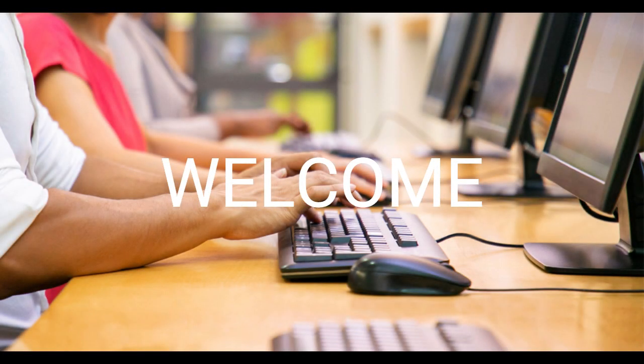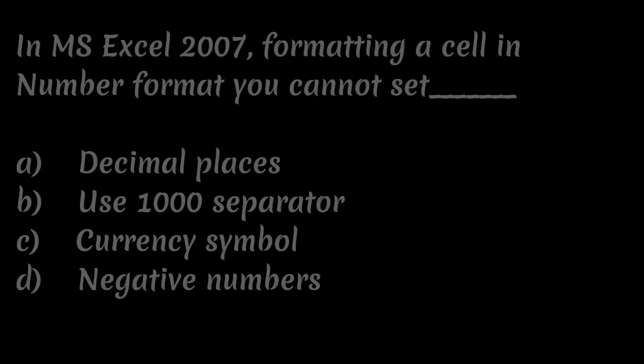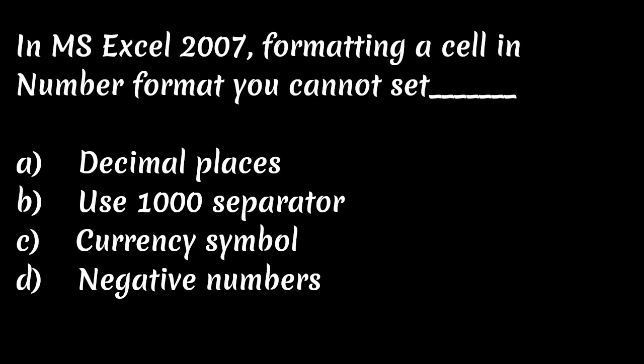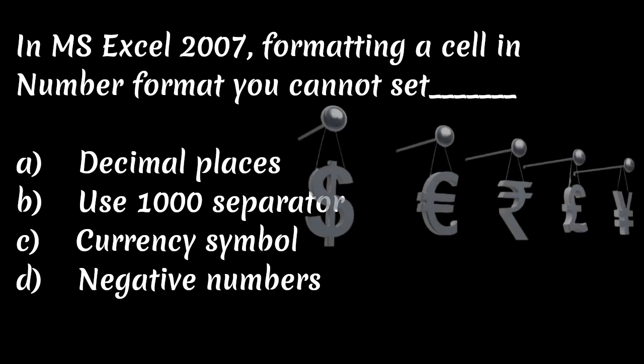Welcome back. In this video, we are going to continue the discussion about computer questions which are asked in various exams. Question 1. In MS Excel 2007, formatting a cell in number format, you cannot set A. Decimal places. B. Use 1000 separator. C. Currency symbol. D. Negative numbers. Answer C. Currency symbol.